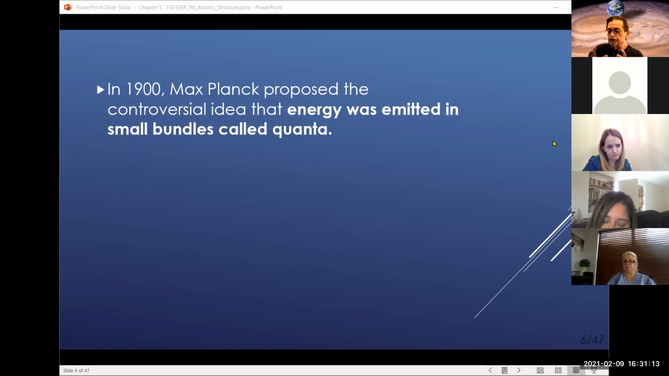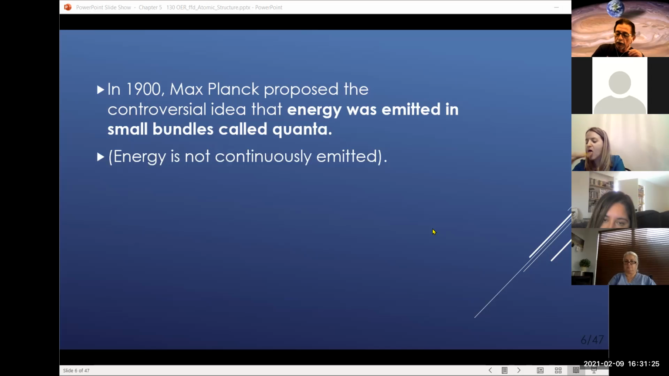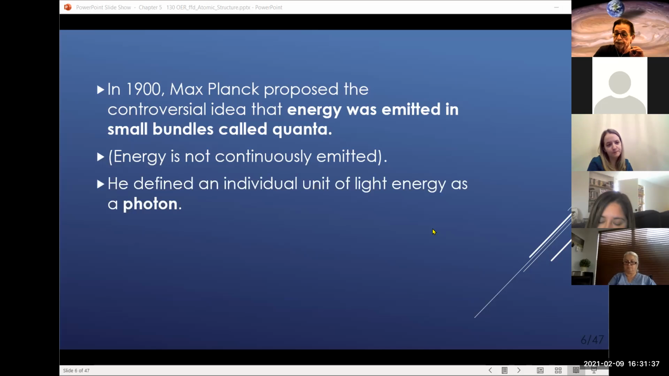He proposed that energy was not all continuous, but actually was emitted in small bundles. Those bundles of energy he called quanta. Okay? And he also proposed that energy with respect to electromagnetic radiation was not continuous. It is a very specific amount of energy. He defined that energy of light as a photon. And so that's where Star Trek gets its photon torpedo business.